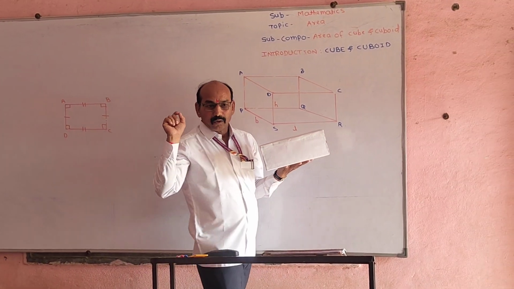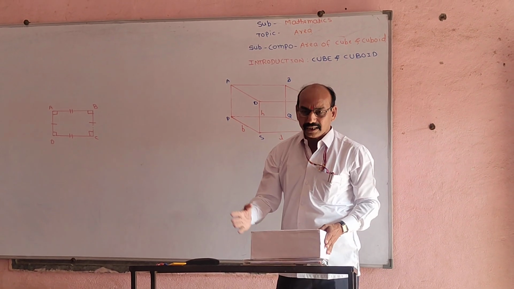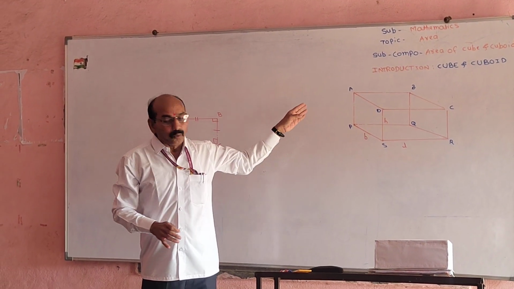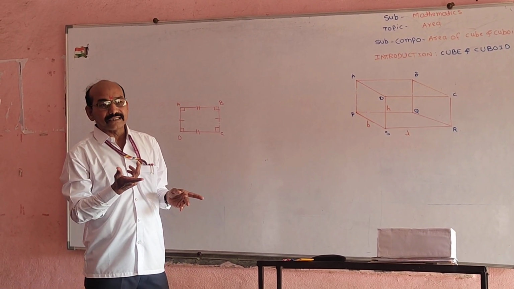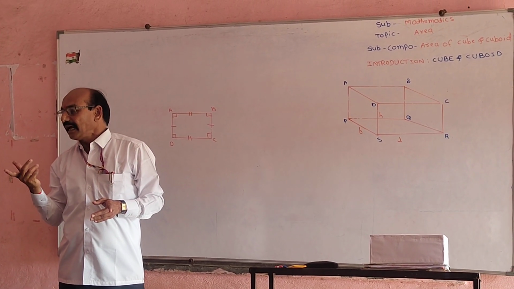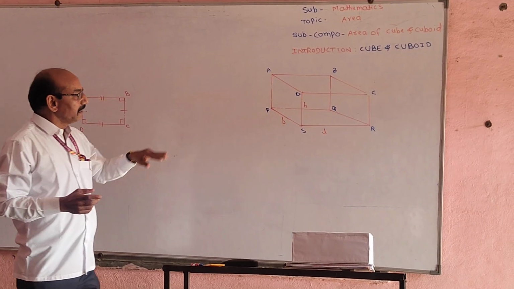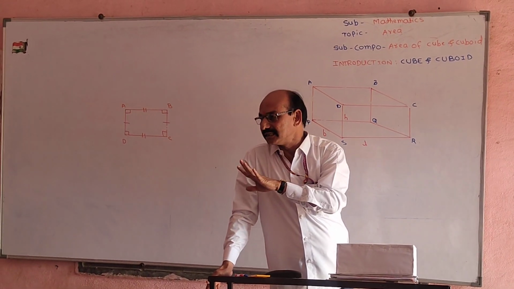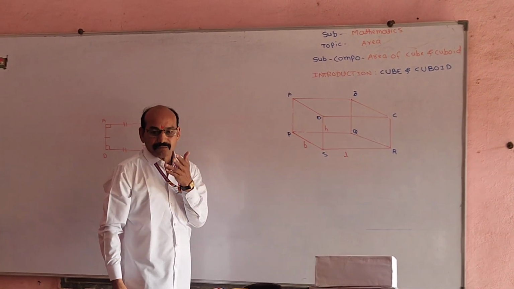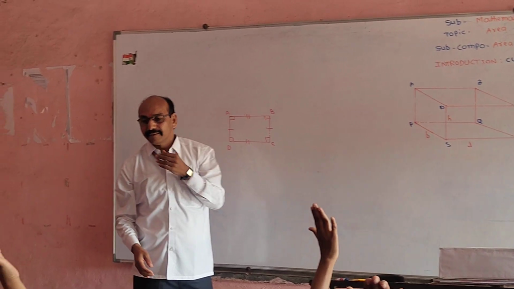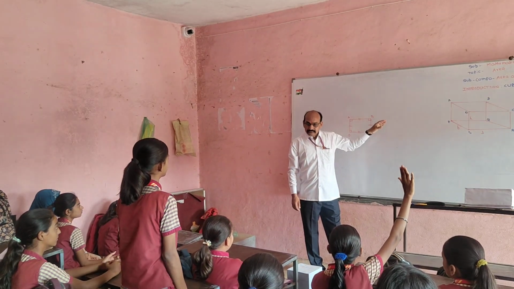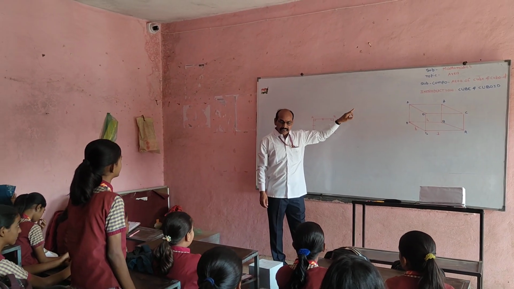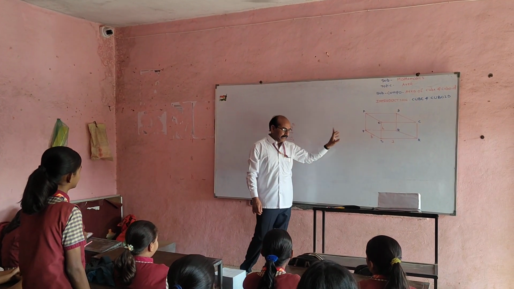In competitive exams, or in the PAT exam, we have to answer one question: how many vertices, edges and faces does this cuboid have? So tell me, how many vertices, faces and edges does this figure have? Who can say? Somebody? This cuboid has 8 vertices, 6 faces, and 12 edges.